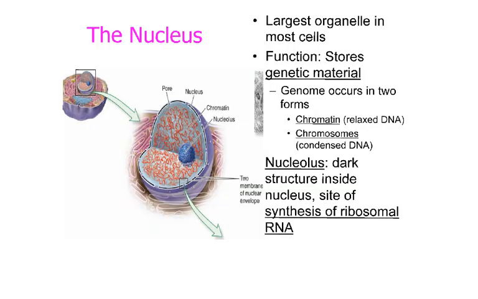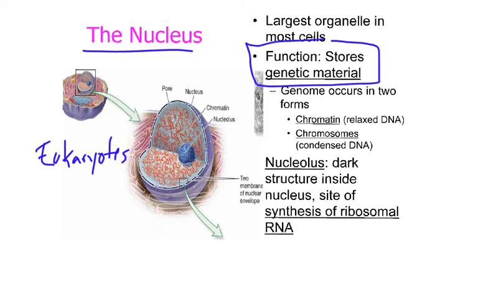Next up is an organelle that's found only in eukaryotes. That's going to be the nucleus. Remember, eukaryotes are those organisms that have membrane-bound organelles. This is going to be the largest organelle in most cells, and its basic job is to store and protect genetic material. This is where you'll find all the DNA in a eukaryotic cell. It protects it.